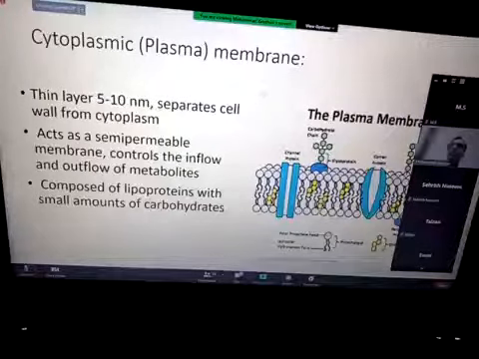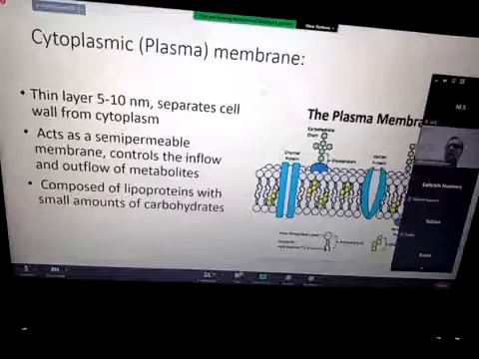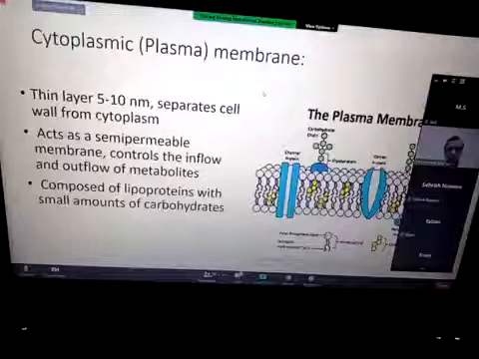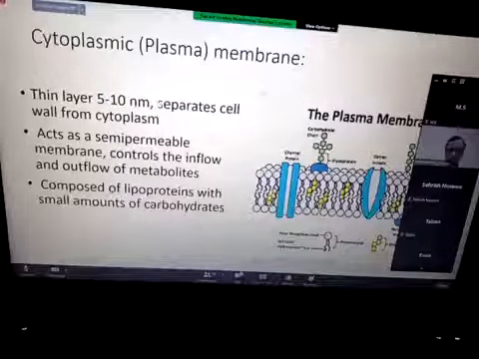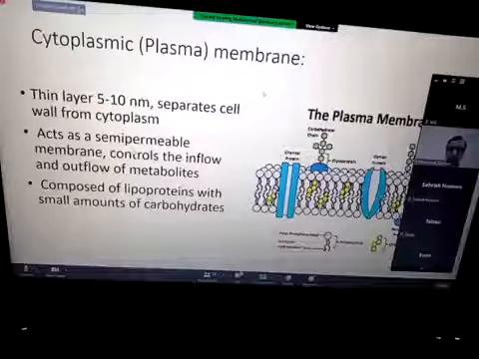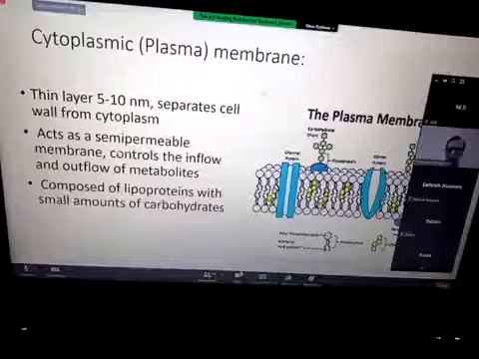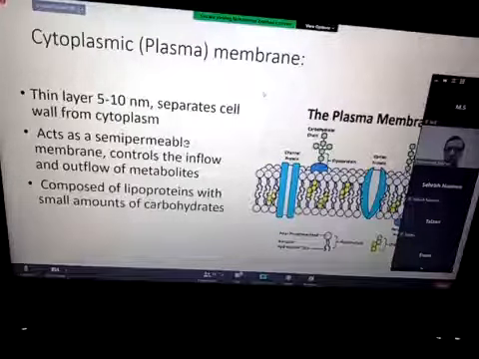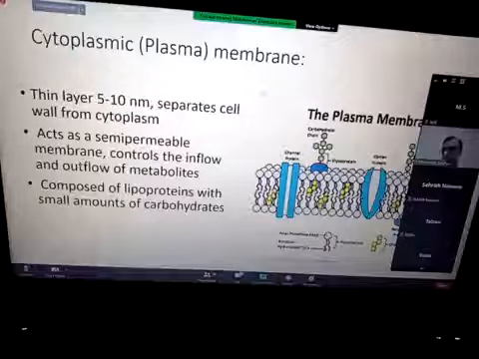So when we come from outside to inside, we have discussed the cell membrane, the outer membrane, and the clinical uses of that, followed by the cytoplasmic membrane. Compared to the cell membrane, it's a very thin layer and separates the cytoplasm from the outer membrane. It's a semi-permeable membrane, and it develops permeability due to different cell wall structures, and it controls the inflow and outflow of the metabolites.